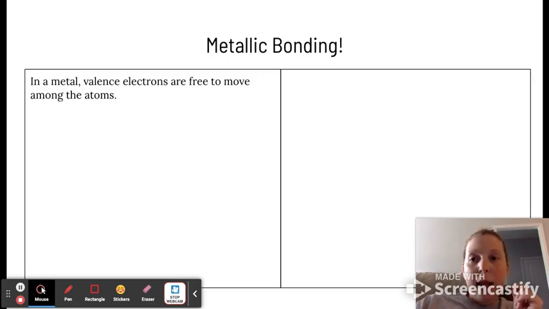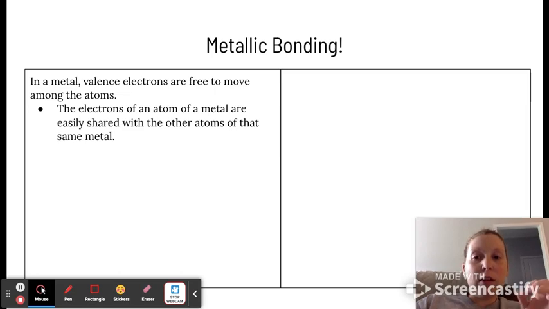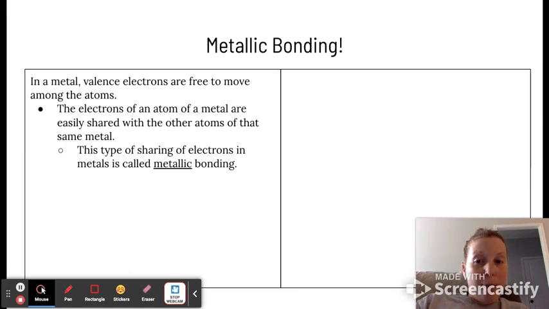And here, there's a couple of phrases to know about the electrons, which is what's important here. So in a metal, our valence electrons are free to move among the atoms. So we actually will have metal cations with valence electrons just kind of flowing around them. So the electrons of the atom of the metal are easily shared with other atoms of that same metal. And this is called metallic bonding.